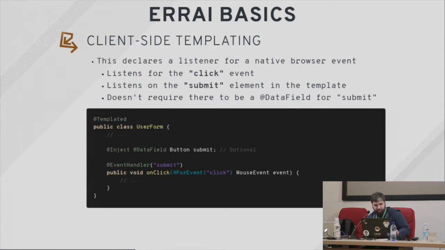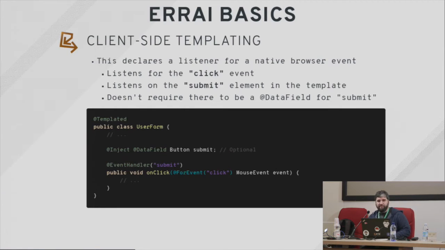And below we have a method that we've declared. So it has the event handler annotation, which specifies the element that this is a handler for. And the type of event it listens for is declared by the argument of this method. So the parameter type you might not recognize. This mouse event is a JS interop type in Errai that wraps the DOM's mouse event.